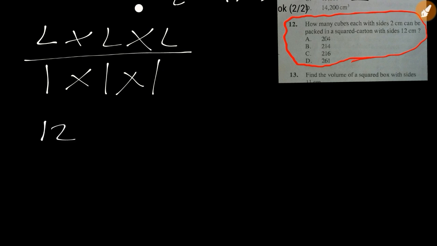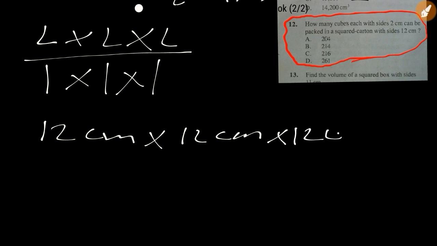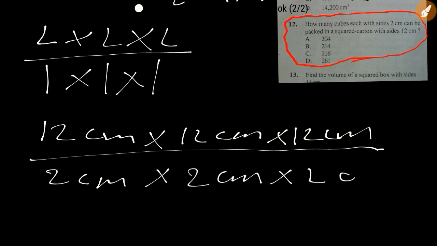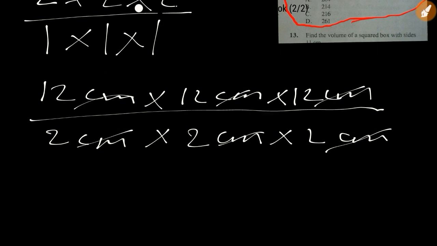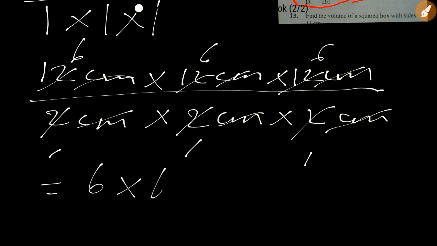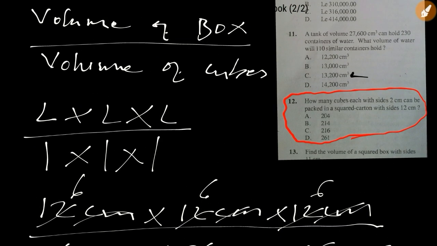So this will be 12 centimeter multiplied by 12 centimeter multiplied by 12 centimeter, all divided by 2 centimeter multiplied by 2 centimeter multiplied by 2 centimeter. So all these centimeters will cancel, so there will be no SI unit in our answer. So 2 here is 1, 2 here is 6, 2 here is 1, 2 here is 6, 2 here is 1, and 2 here is 6. So this will be equals to 6 multiplied by 6 multiplied by 6, which will give us 216. So the correct answer to this question is C.